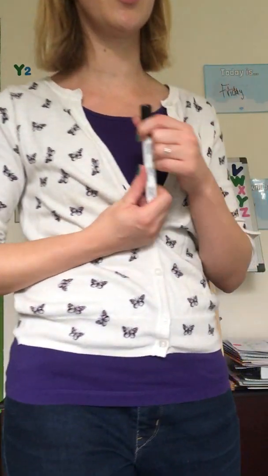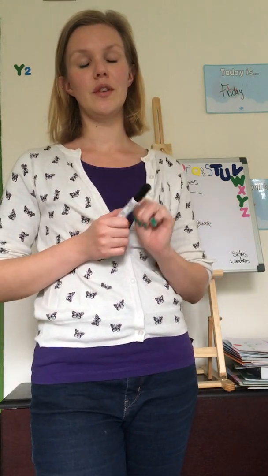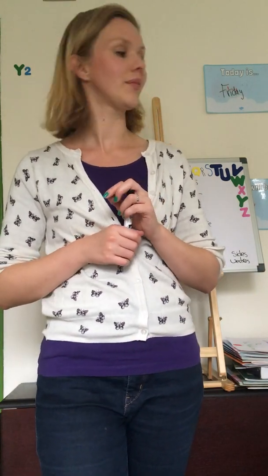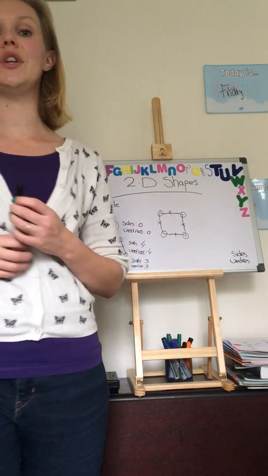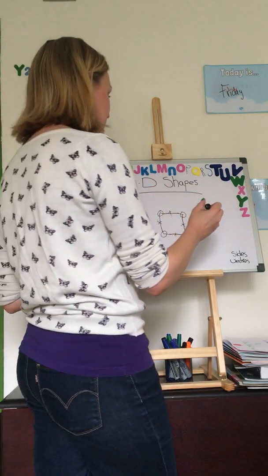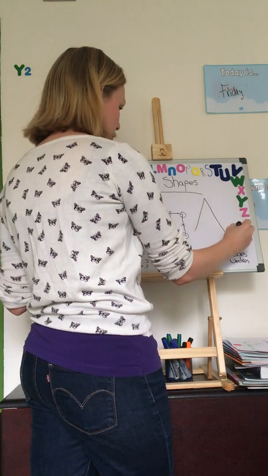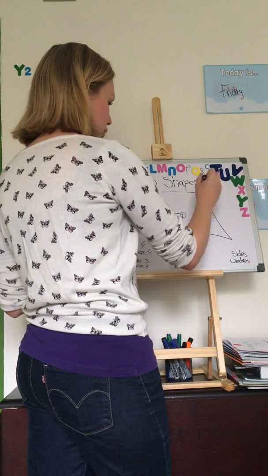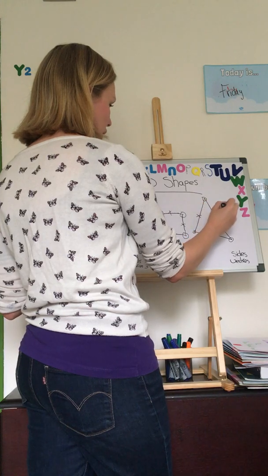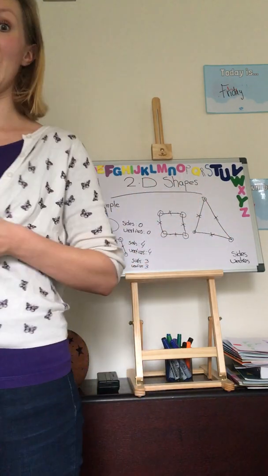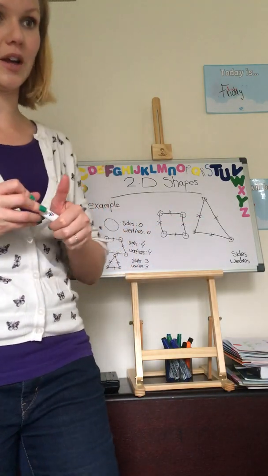Okay, the next one is number 5. I have 3 corners and 3 sides. That's all you get. 3 corners and 3 sides. So how can I draw that? We know that it has 3 sides, okay? 1, 2, 3. 3 sides and 3 corners. 1, 2, 3. So what am I? A triangle. Very good. I'm a triangle.